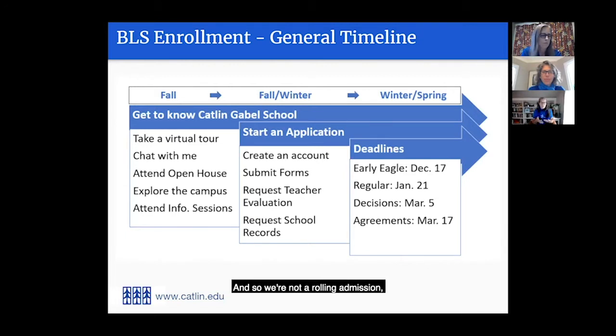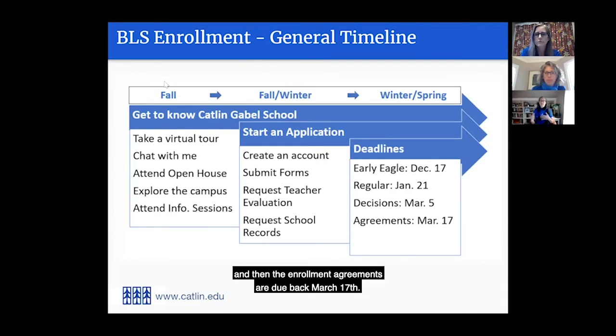And so we're not a rolling admission. It's not as if when an application arrives, that's when a decision is made. We wait until we have all the applications. And the early EAGLE deadline is December 17th. That's a reduced fee in terms of the application. And the regular deadline for preschool through 5th grade is January 21st. And decisions are released March 5th. And then the enrollment agreements are due back March 17th. So that's a general timeline of the application for preschool through 5th grade.